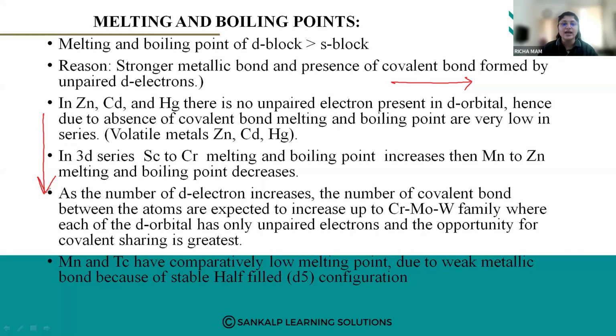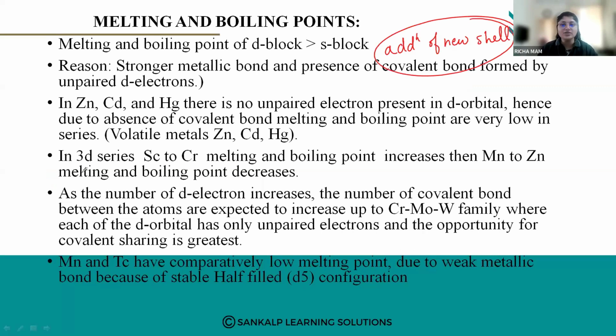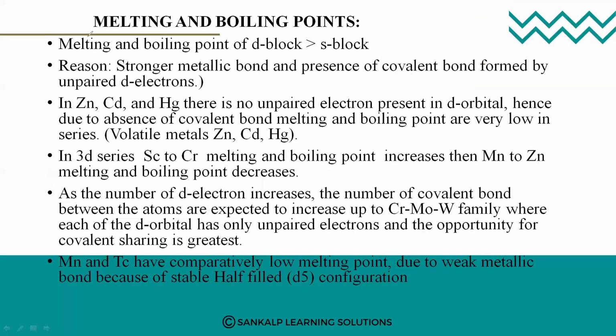It will increase. Why? Because as we are moving down the group, new addition of shell takes place. You are adding new shells, right? So because of that, what is happening to the atomic radii? The atomic radii increases. So what you can see when you're moving from 3D to 4D series is that there is an increase in atomic radius.